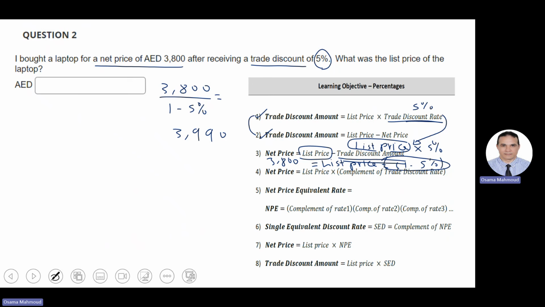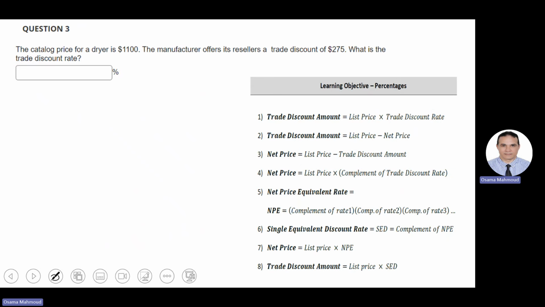3,990. Or to get the list price, you divide the net price by the percentage corresponding to the net price, which is 95%. If you don't like to go through this procedure, you divide the net price over the equivalent percentage, because 3,800 corresponds to this one. If you divide it, you have the list price. So the right answer is 3,990. Next.